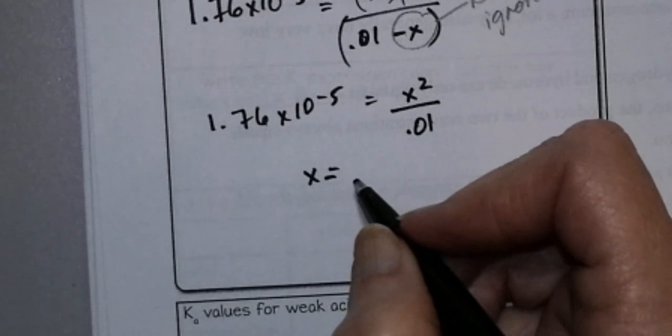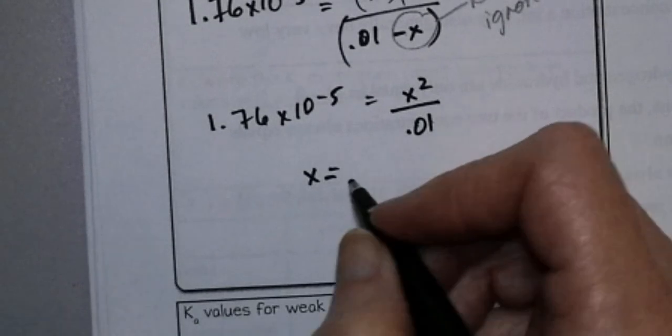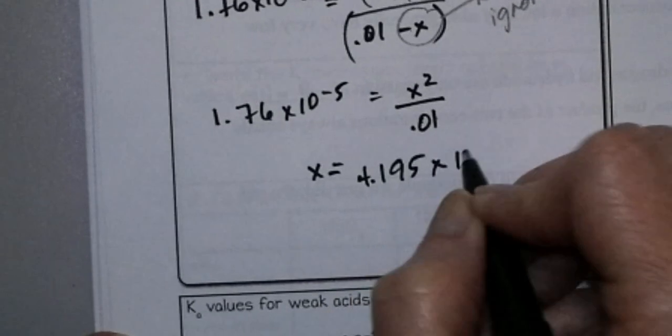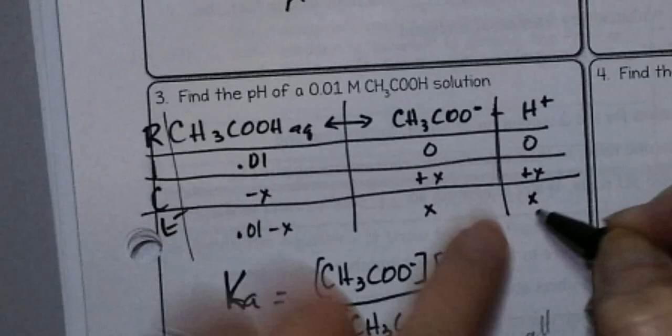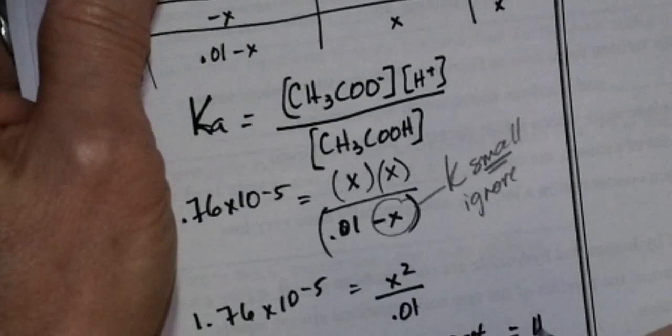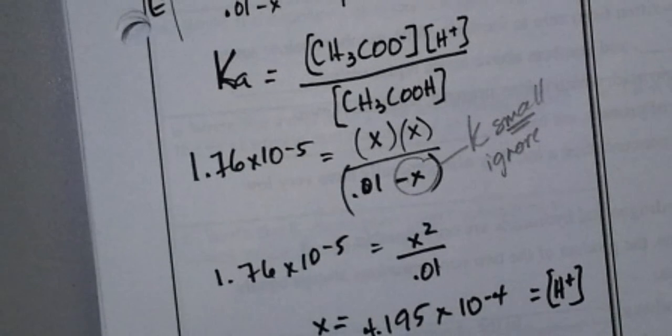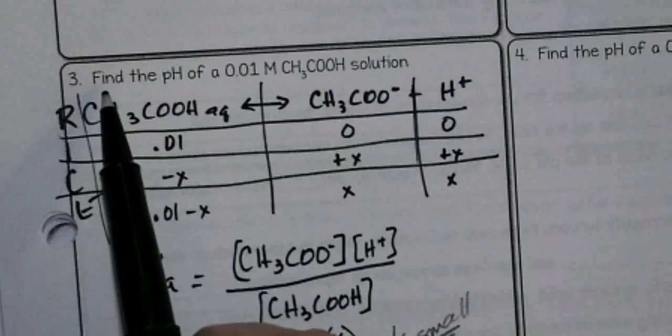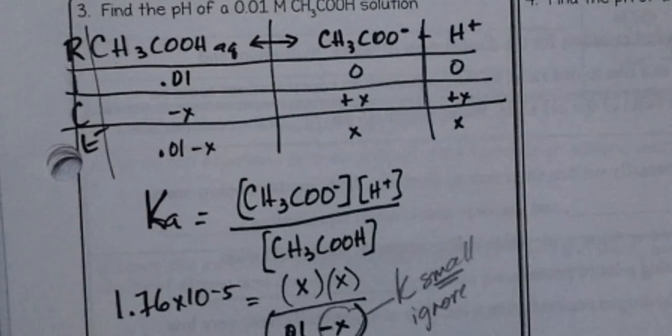Okay, now, that's x. That's the concentration of the hydrogen ion, right? So this x equals the hydrogen ion concentration. Is that what they're asking us to find? What are they asking us to find? It says find the pH. If you have the hydrogen ion concentration, how do you find the pH? The negative log. So you've got to take one more step. The pH equals the negative log of this 4.195 times 10 to the negative 4.